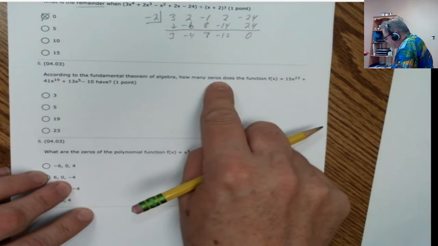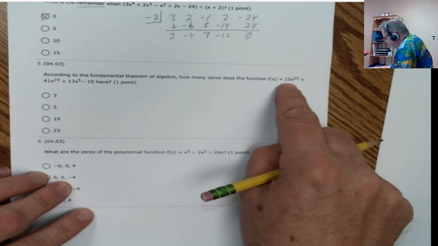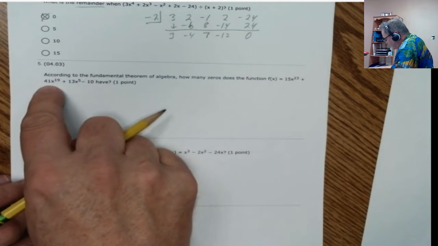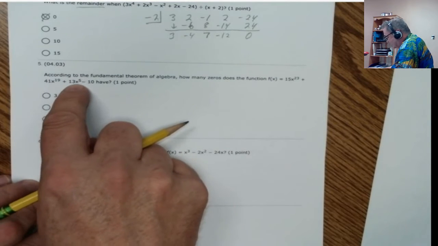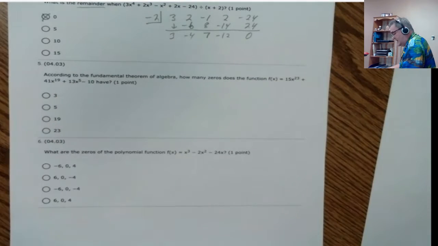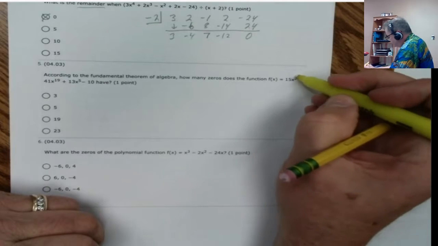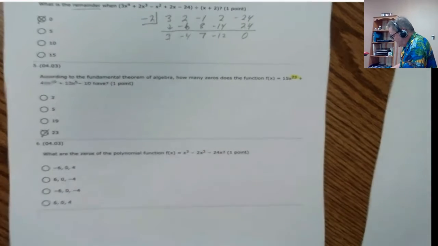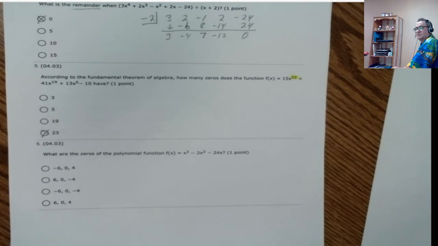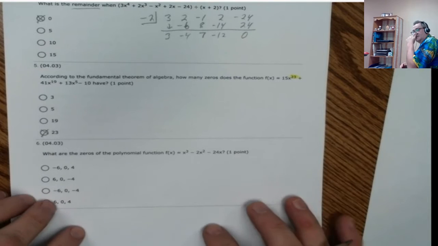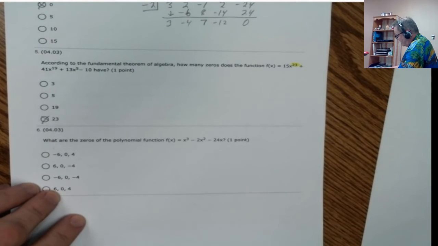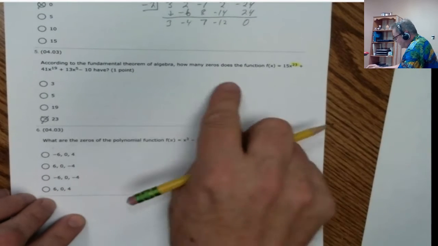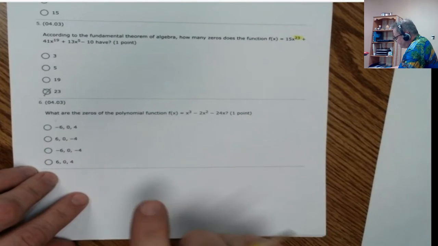According to the fundamental theorem of algebra, how many zeros is the function f of x equals 15x to the 23rd plus 41x to the 19th plus 13x to the 5th minus 10? Well, all I care about is the biggest exponent, which is 23. So this has 23 zeros. There are 23 zeros to that equation. I'm not going to figure what they are. It doesn't ask what they are. I just want to know how many.